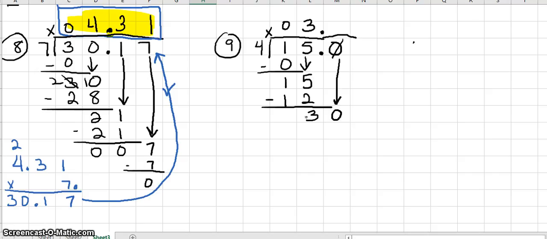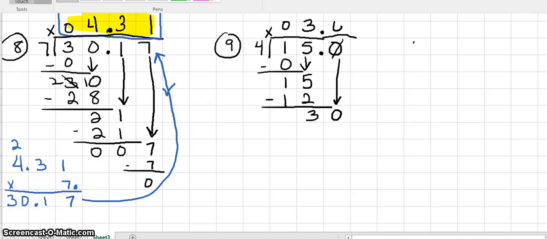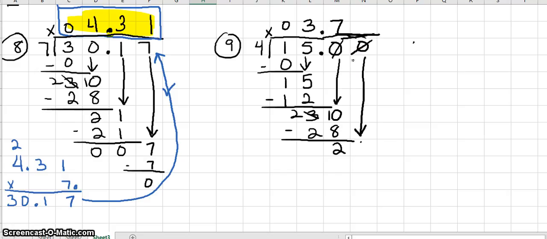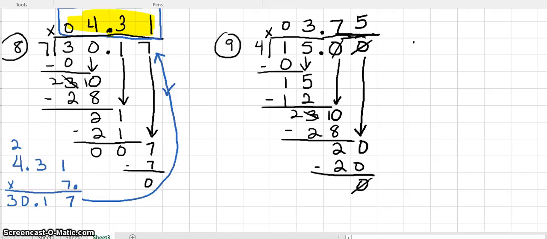What times 4 equals 30? Well, the closest I can get is, whoops, made a mistake there. Closest I can get to it is 7. 7 times 4 is 28. When I subtract, I get 2. Got to get me another placeholder 0. I'm going to extend that line, bring it down. What times 4 equals 20? Well, 5 times 4 equals 20. And I subtract. I don't have any more remainder, so I think I'm done.